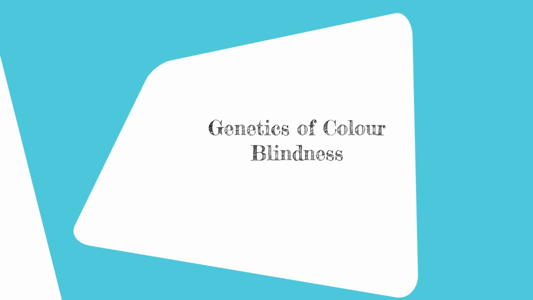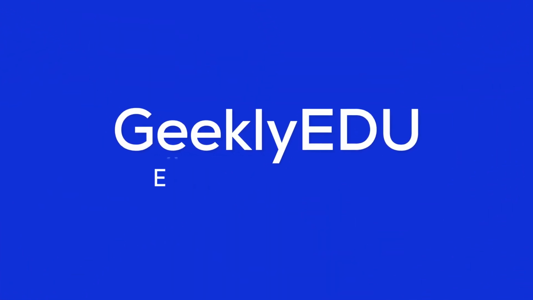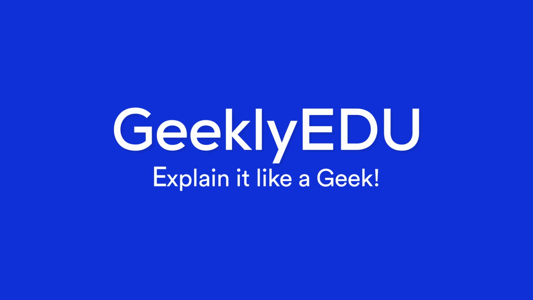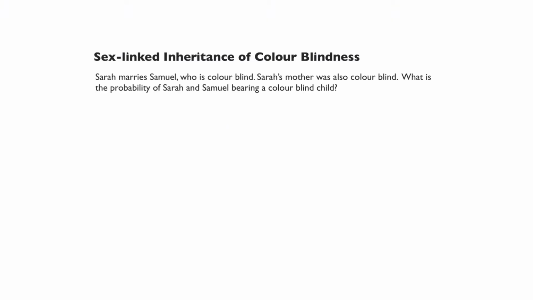Hey guys, so today we are going to try to solve a simple problem of sex linked inheritance of color blindness. So let's get right on to it. So the question says Sarah marries Samuel, who is colorblind.